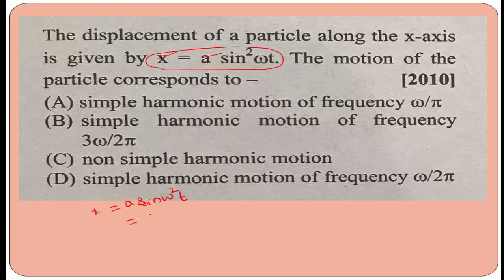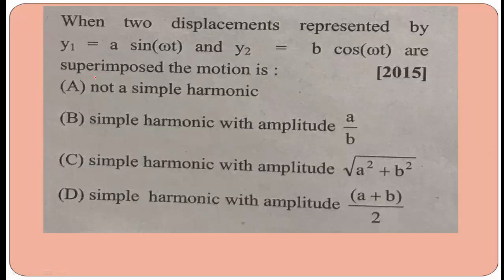Here the motion of the particle is corresponding to the displacement of the particle along the x-axis only, then its amplitude becomes half of its initial value, that is a divided by 2, and sine square theta is equal to the formula 1 minus cos square omega into t. That's why the simple harmonic motion frequency is omega divided by 5. In case of this value, the option A is the right answer.